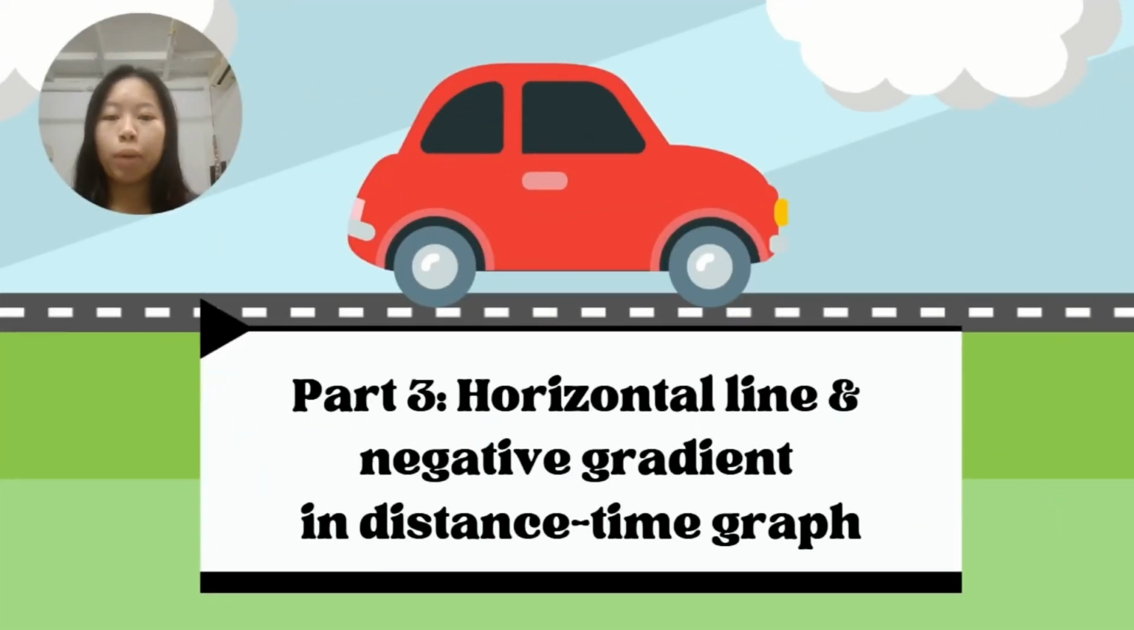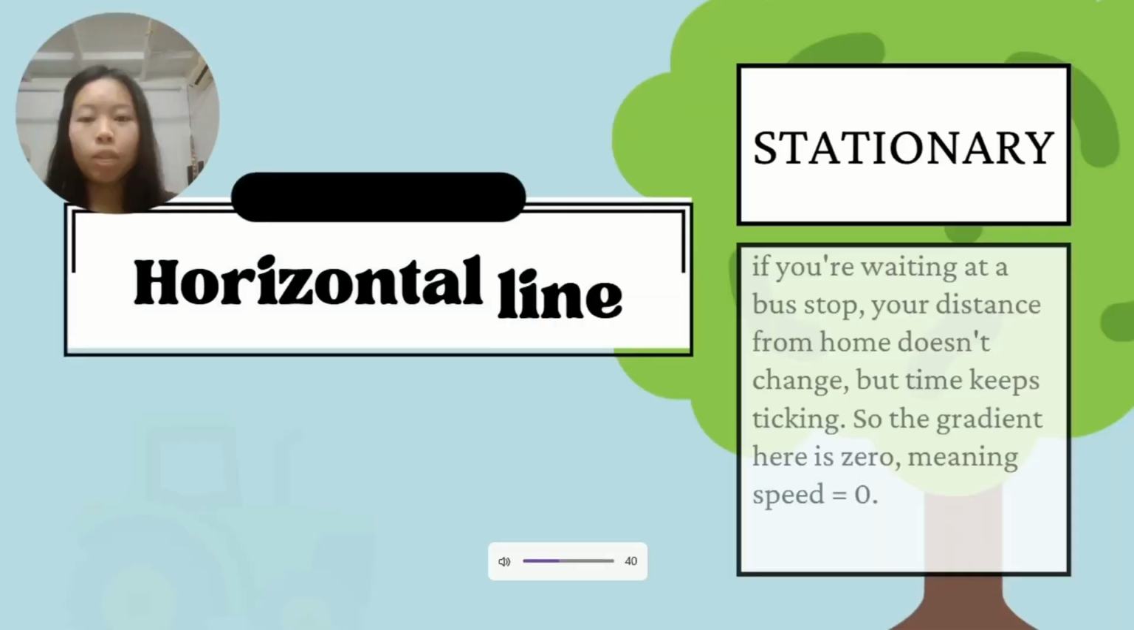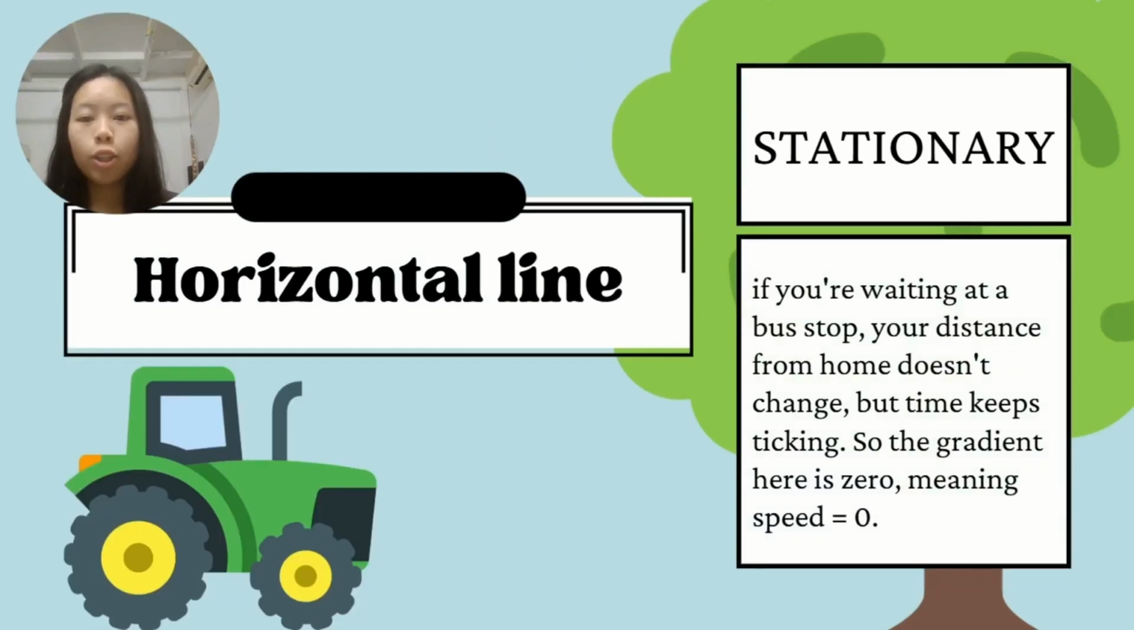Now we will go to part 3, horizontal line and negative gradient in distance time graph. First, I will talk about horizontal line. Horizontal line means stationary in the distance time graph. For example, if you are waiting at the bus stop, your distance from home doesn't change, but the time keeps ticking. So the gradient is 0, and also meaning the speed is 0.